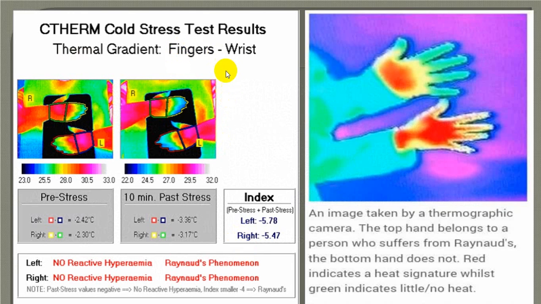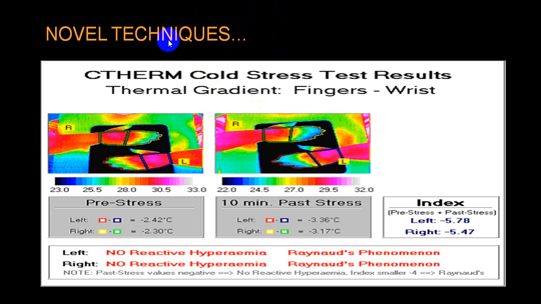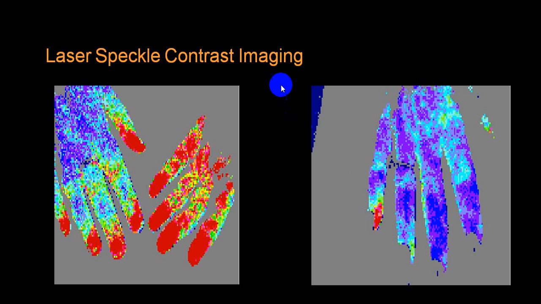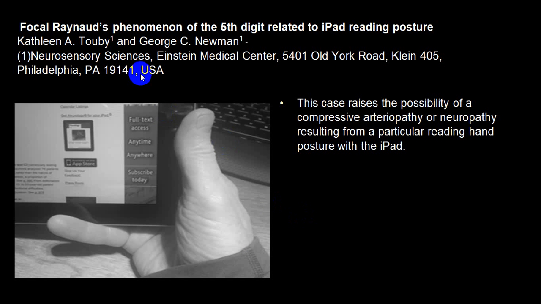There are some advanced tests, we call thermal gradient test, to find out the amount and severity of arterioles involvement. These are the different varieties of tests which can be done. Thermal gradient finger test can be done. This is laser speckle contrast imaging to find out the amount of arterial involvement. There is a focal Raynaud phenomena which you can demonstrate by different tests, particularly iPad. You can utilize that.